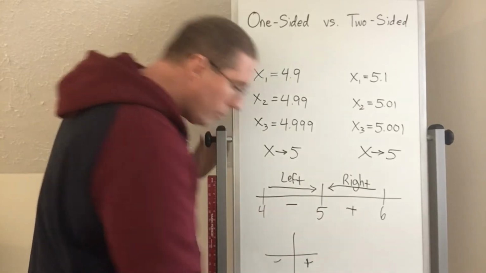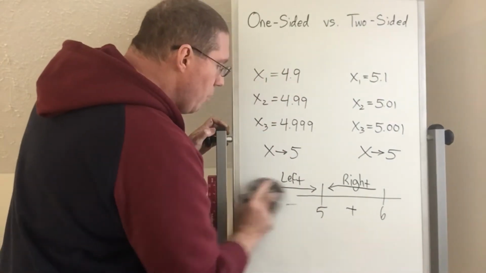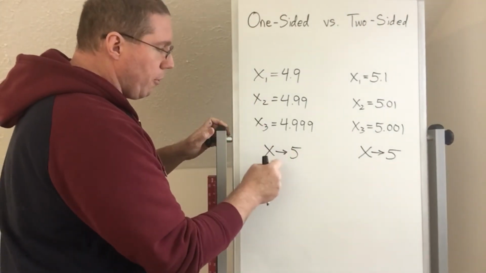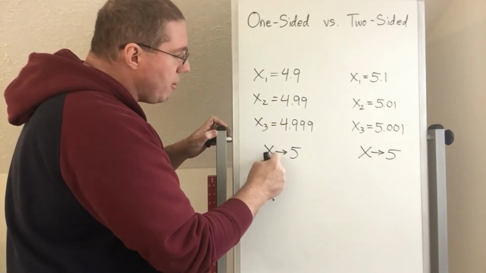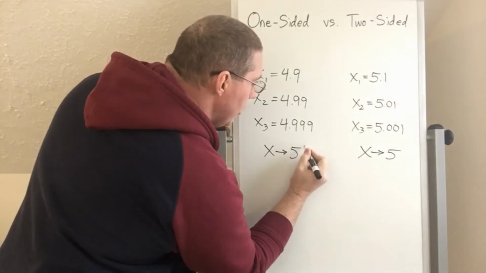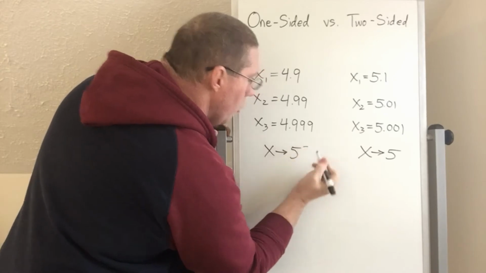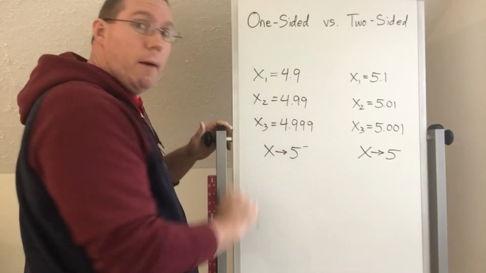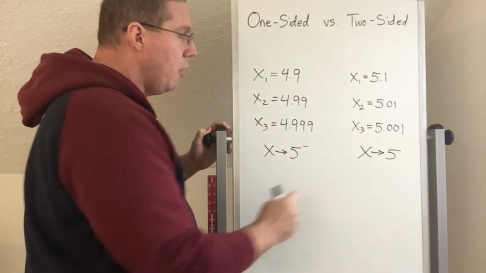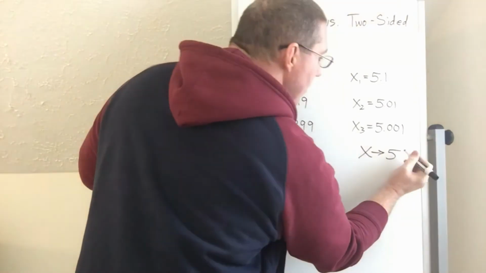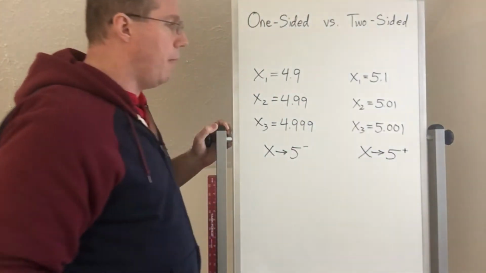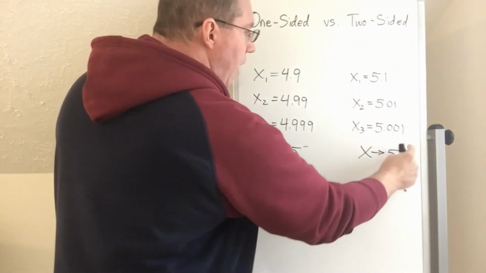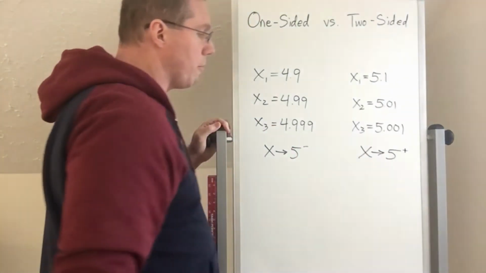And so what we do here is we put notation on the number. In this case, x is approaching 5, and we're going to put a little superscript like an exponent. We're going to put a negative there. x is approaching 5 from the smaller number side. That means from the left. Whereas over here, x is approaching 5 from the larger number side. We'll put a little superscript positive there. This is saying x is approaching 5 from the positive side, from the larger number side.